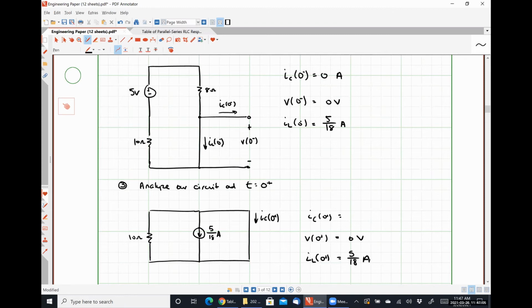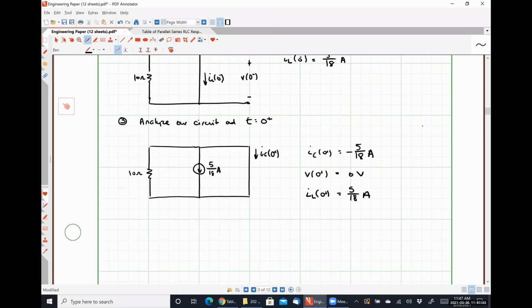Another very tricky circuit to analyze. What is IC at 0 plus going to be? Incorrect. Negative 5/18, right? Because all of the current here is going to flow up in the opposite direction as we have defined IC. All right, the circuit analysis portion is complete. Now, this is where things will arguably be new.